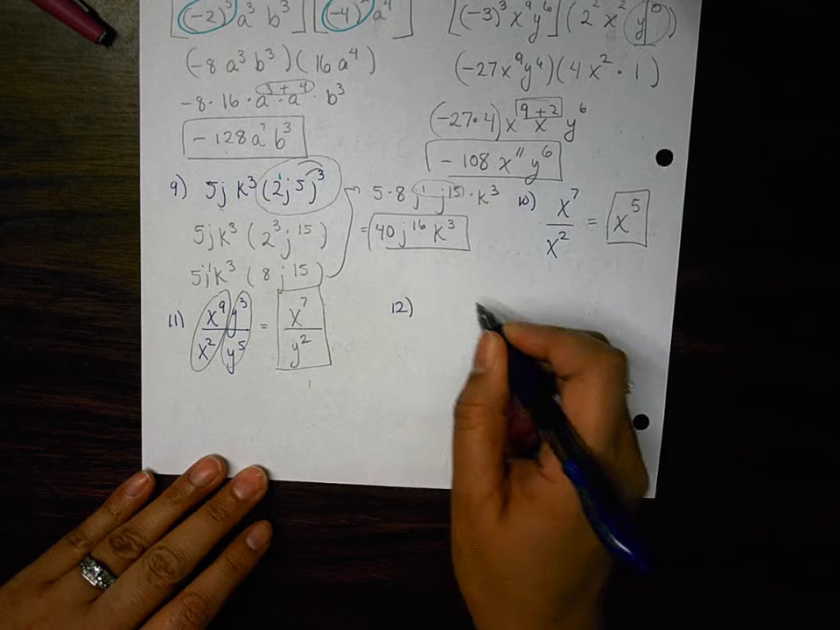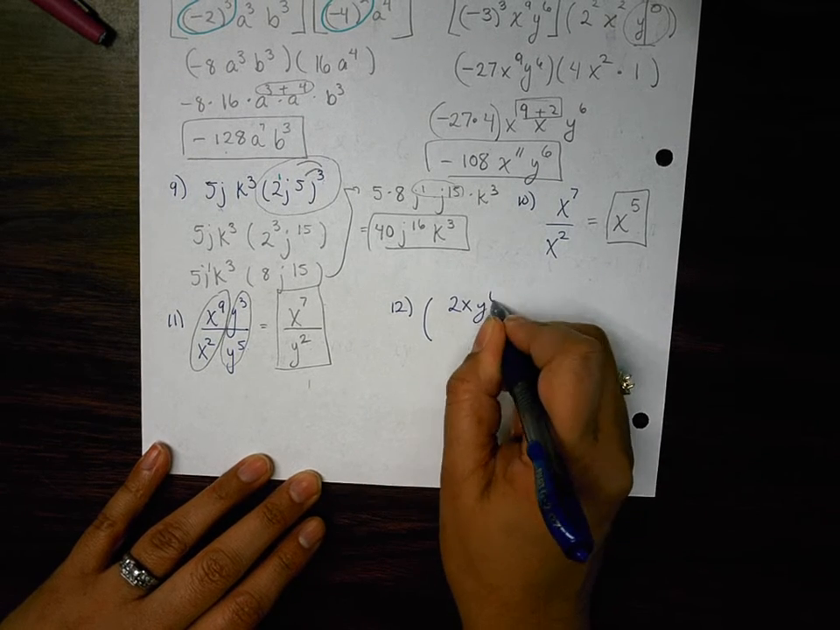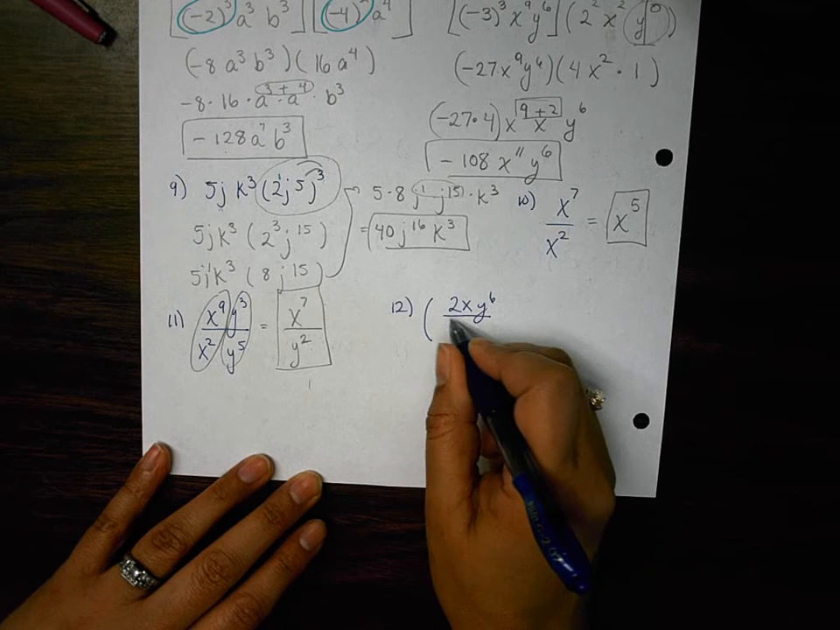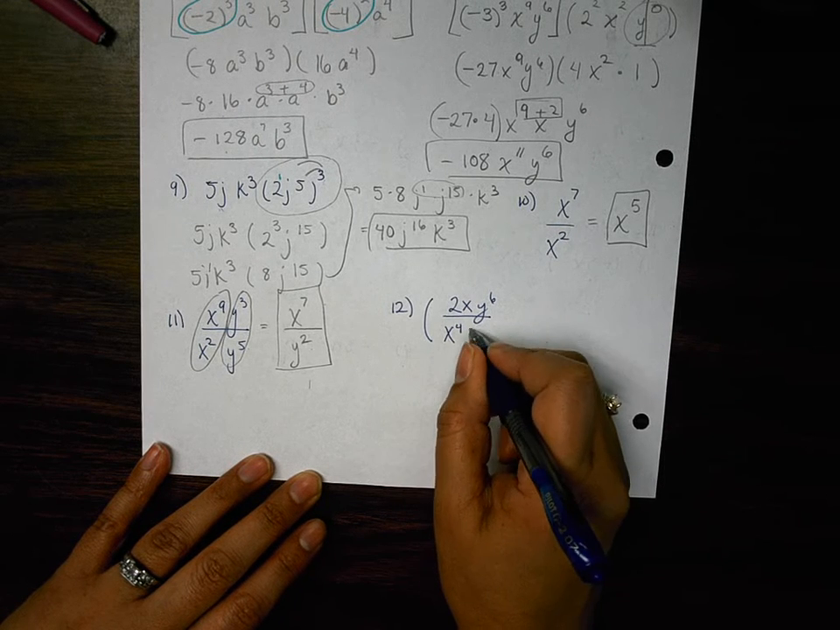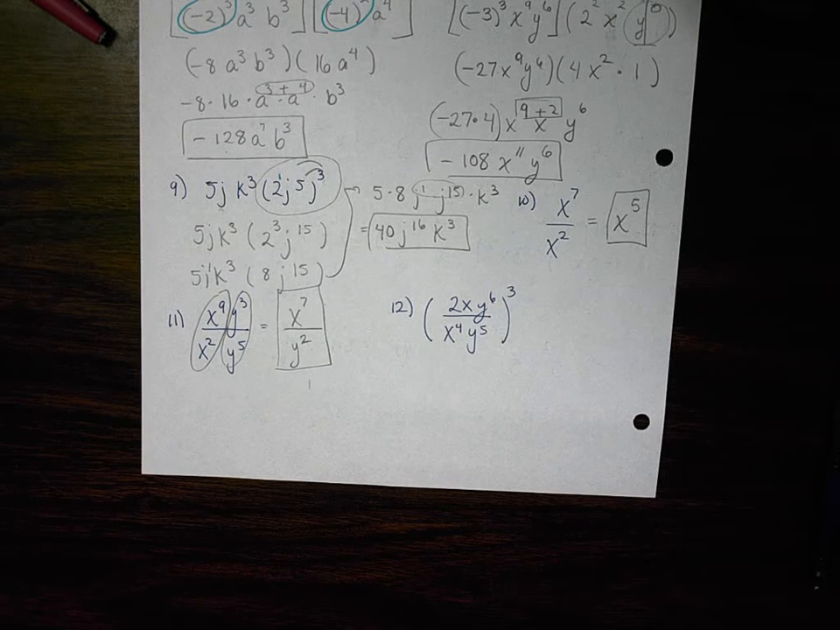Okay, big parentheses. 2x y to the 6th over x to the 4th y to the 5th, close parentheses, 3rd power.